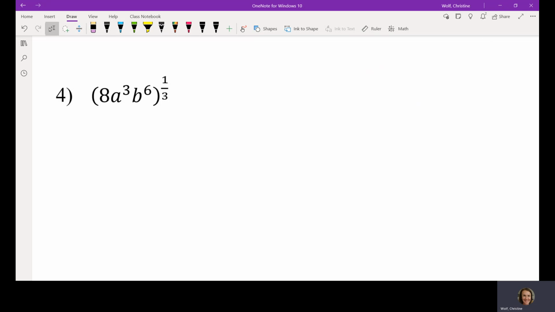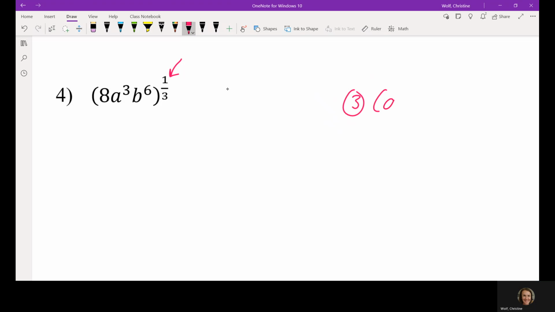Okay, so first of all, what law would I use here? Is there anything in the bracket I can do? I have an 8, A, and B in the bracket. I can't do anything with those guys in the bracket. So what do I do? What law do I use first? Yeah? The third law. The third law says when you have an exponent on the outside, it gets sent in, and what operation happens? Multiplication. That's law 3.